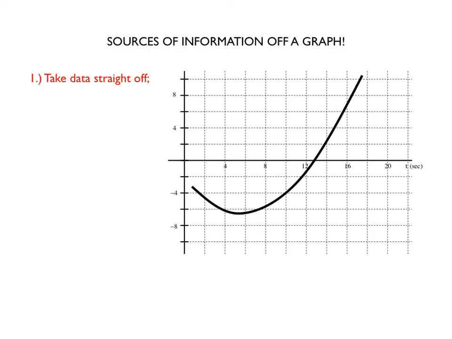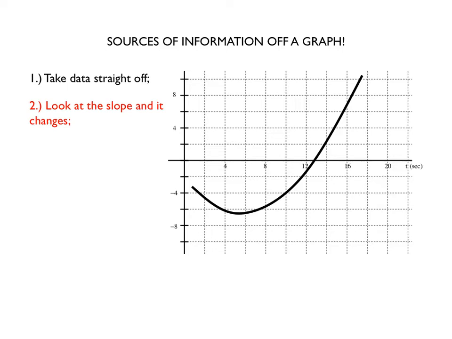Here you have an arbitrary function. There are three ways you can take information from this. The most mundane is to simply take data straight off the graph. So let's say it's a position versus time graph, and you decide you want to know what's happening at t equal to 4 seconds. You go down to the graph, you go across, lo and behold, apparently the body's at minus 6 meters relative to the origin.